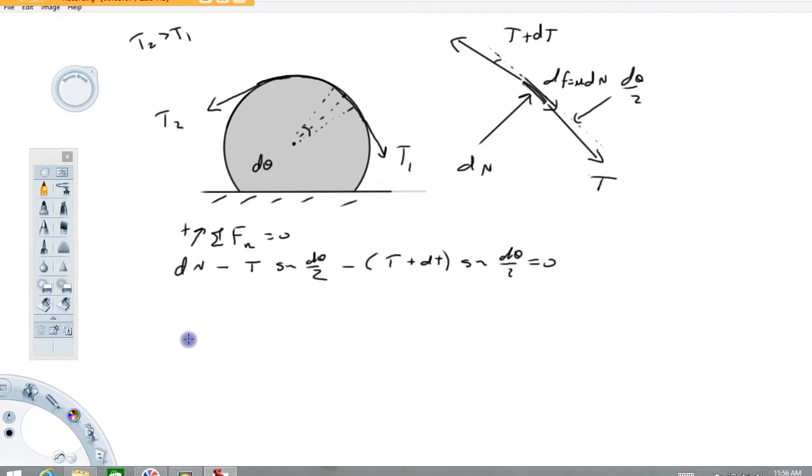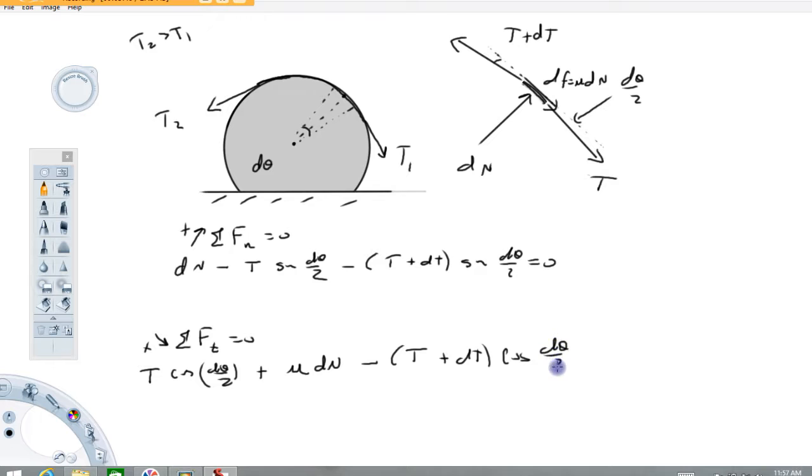Next equation, I'm going to go ahead and write the sum of all forces. I'll just call this the tangential direction equals 0. So now I'm calling this the tangential direction. I'll go ahead and do down and right positive. We look at our free body here. We're going to have T times the cosine of d theta over 2 for this force vector, plus this force vector, which I'll go ahead and just write mu dN here, coefficient of friction times the normal, minus this guy's tangential component, again hypotenuse T plus dT, cosine d theta over 2 for the tangential component here of this force vector. And I think I have everything. This dN does not have a component in the tangential direction, so equals 0.